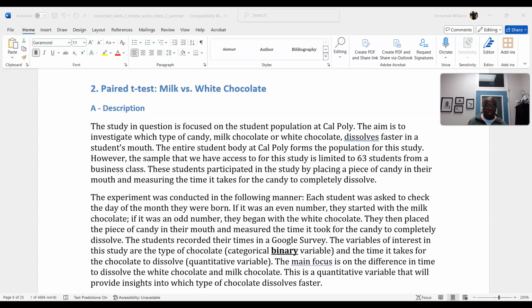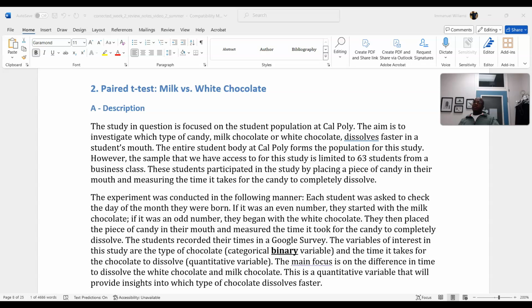The variables of interest in this study are the type of chocolate, categorical binary, milk chocolate or white chocolate, and the time it takes for the chocolate to dissolve, quantitative. The main focus is on the difference in time to dissolve the white chocolate and milk chocolate. This is a quantitative variable, okay? Watch this again. I need to emphasize this. The main focus is on the difference in time to dissolve the white chocolate and milk chocolate. This is a quantitative variable, because just the difference will provide insights into which type of chocolate dissolves faster.